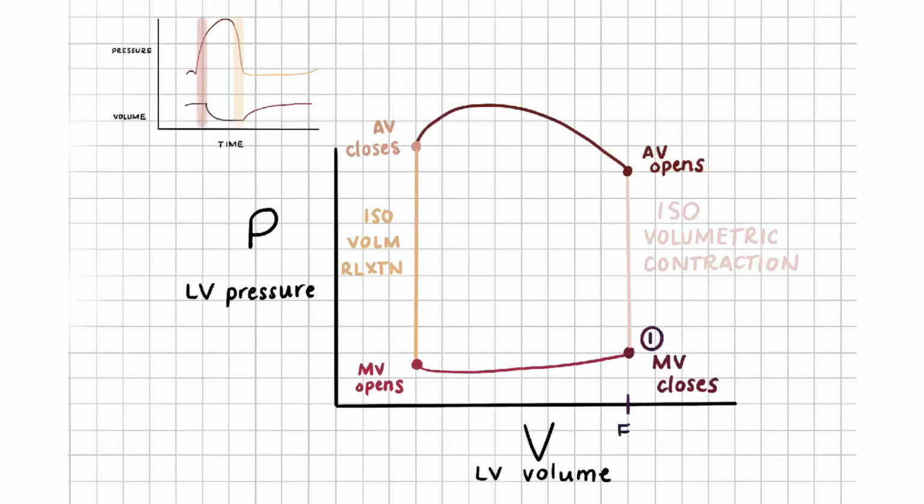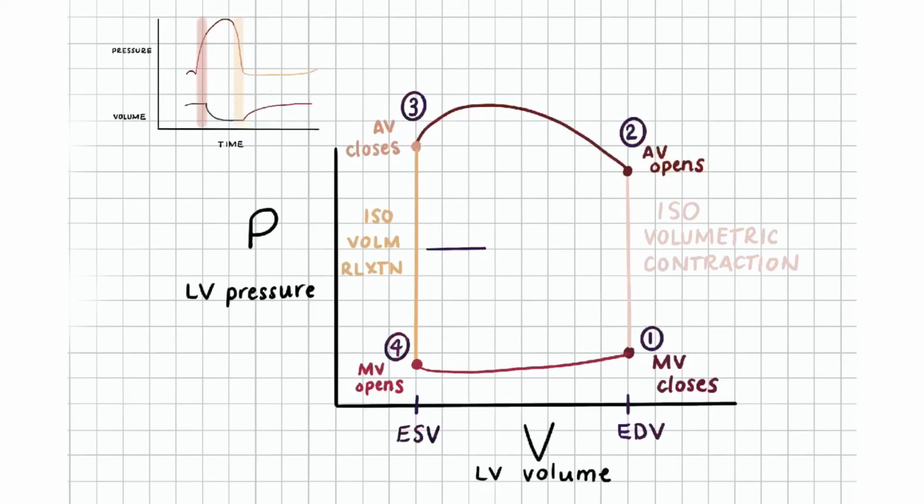The mitral valve closes, which corresponds to a volume called the end diastolic volume, or the volume in your ventricle when it is full of blood. You have isovolumetric contraction. The aortic valve opens and blood flows out of the ventricle. The aortic valve closes, which corresponds to the end systolic volume, or the volume in your ventricle after blood has been ejected. Then you have isovolumetric relaxation. Your mitral valve opens and allows for filling again.